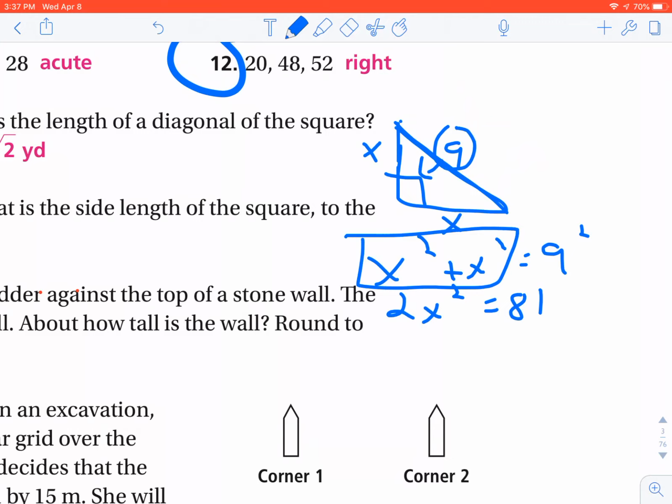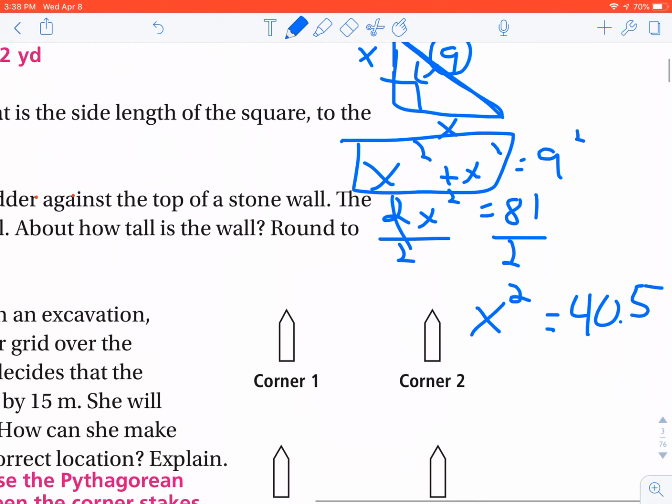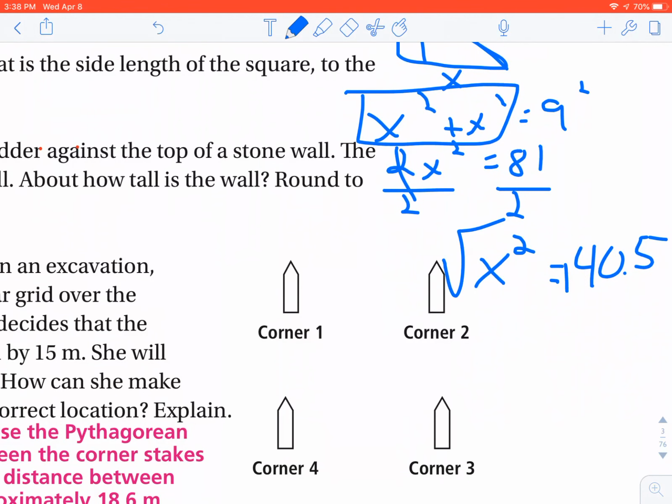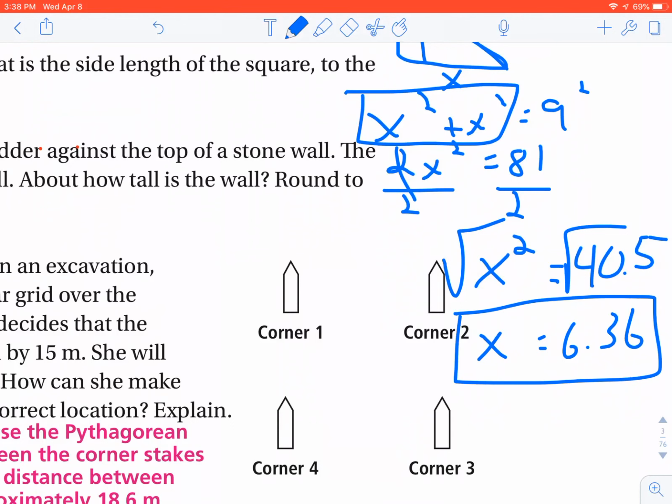Okay. Now, they don't want it in simplest radical form, which is good news for us. I can divide both sides by 2, and that gives me x squared is equal to 40 and a half. So now in your calculator, square root both sides. When you take the square root of 40 and a half, you get 6.36 and change. So that is your answer in meters.